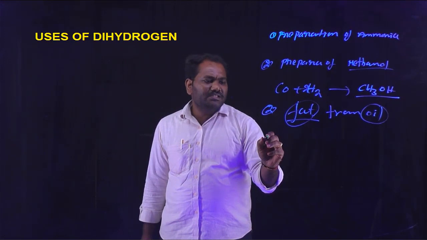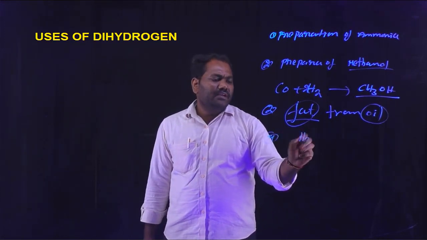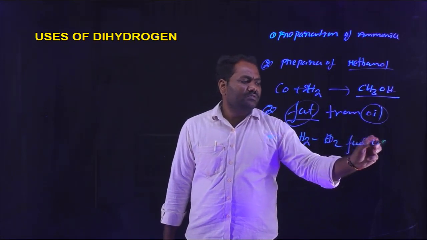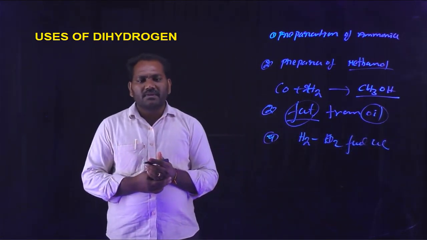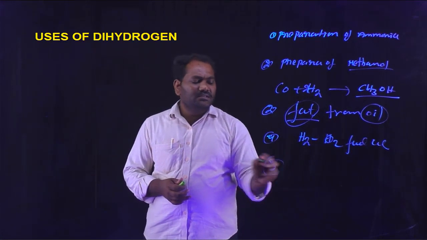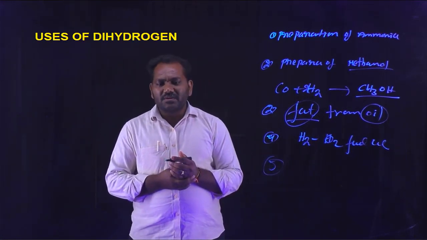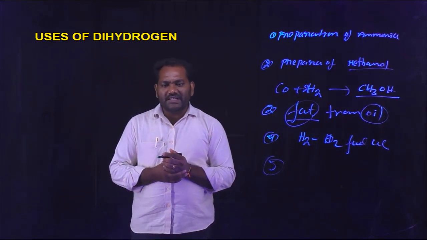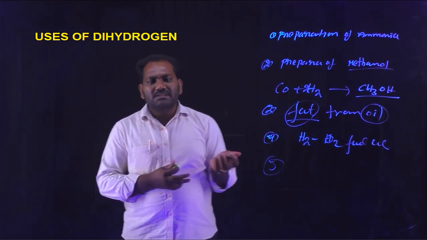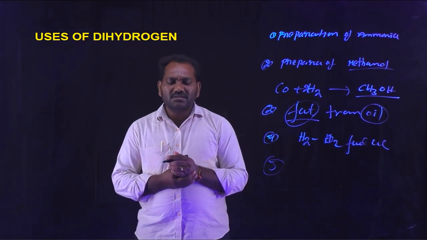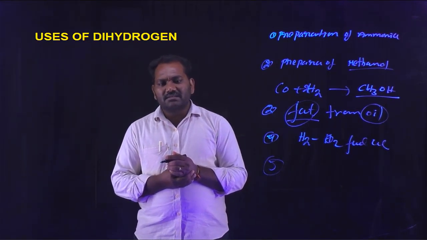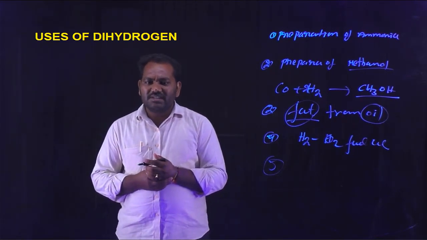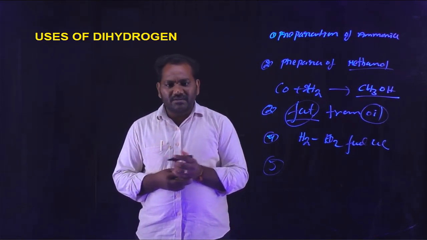And the next one is use as an energy source, like the H2-O2 fuel cell. And in metallurgical processes also, generally metals are available as their metal oxides. Those metal oxides are converted to simple metals. So all these are the industrial applications of dihydrogen. Okay, thank you.